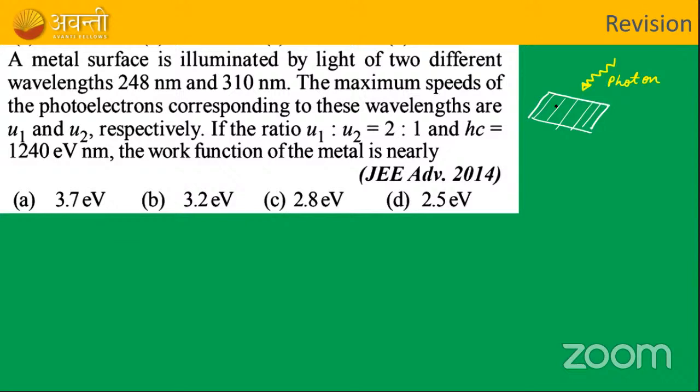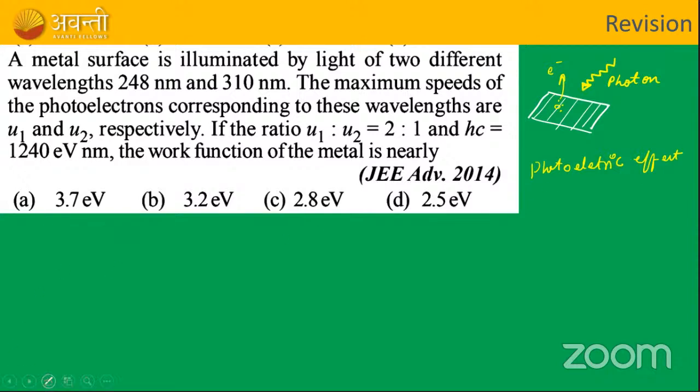In this metal there will be atoms, with electrons revolving around the atom. So this photon might fall on this electron, and this electron might come out. This whole process is called the photoelectric effect. Photons say electricity is coming, right? So this is what we call the photoelectric effect.